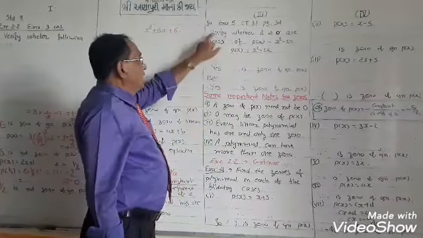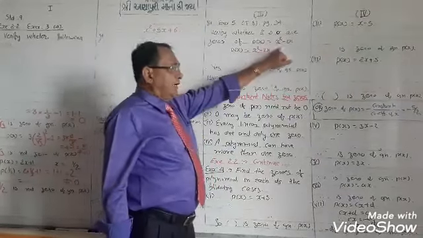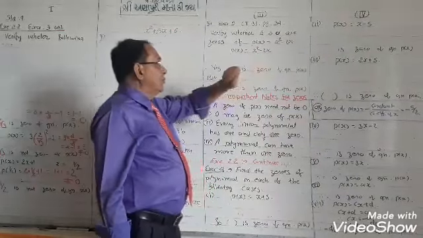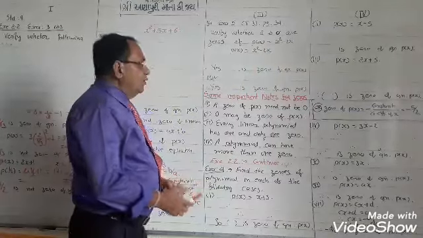Verify whether 2 and 0 are the zeros of p(x). p(x) = x square minus 2x. You have to check it.